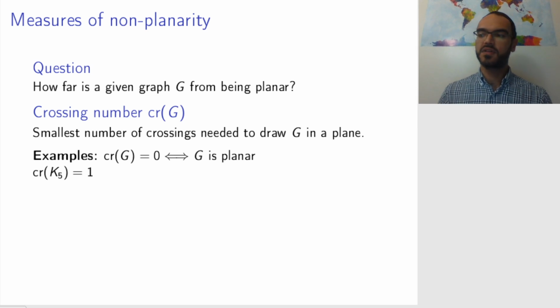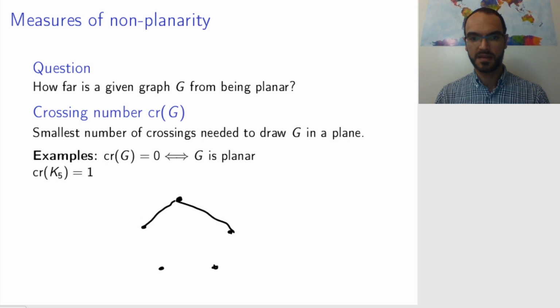The crossing number of the graph K5, the complete graph on 5 vertices, is 1. So why is it 1? Well, it's not 0, because if it had been 0, it would have been planar, and we know K5 is not planar. But remember what we did when we tried to draw K5 as a plane graph and failed.